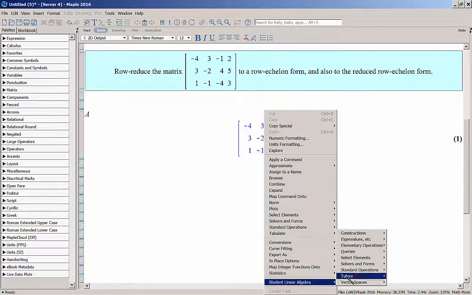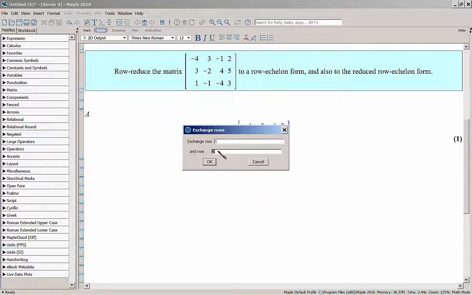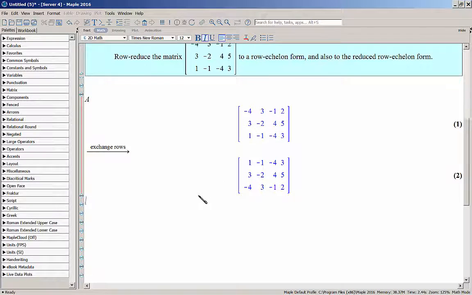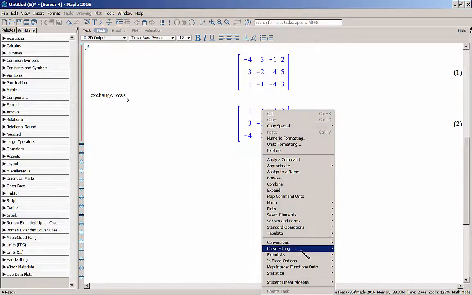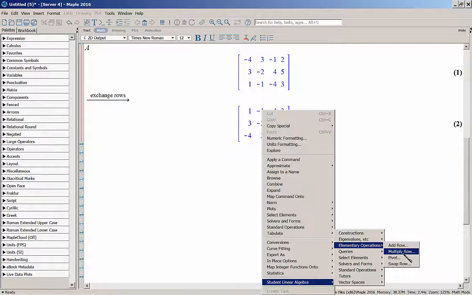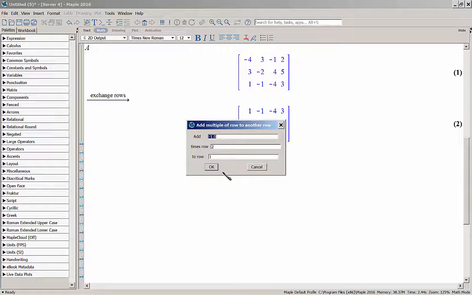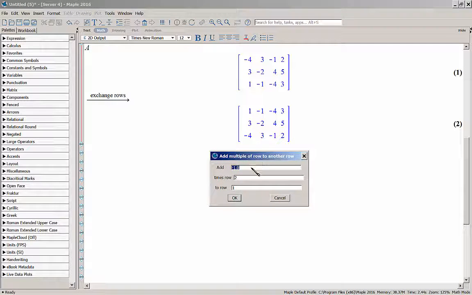So if we bring up the elementary operations dialog, we can begin with a swap row, interchanging row 1 and 3 as we did earlier with the tutor. And then we can zero out below the 1,1 position by the add row operation. We want to multiply row 1 by -3 and add that to row 2.